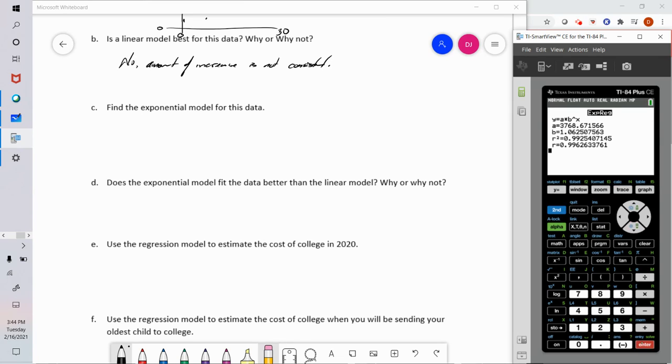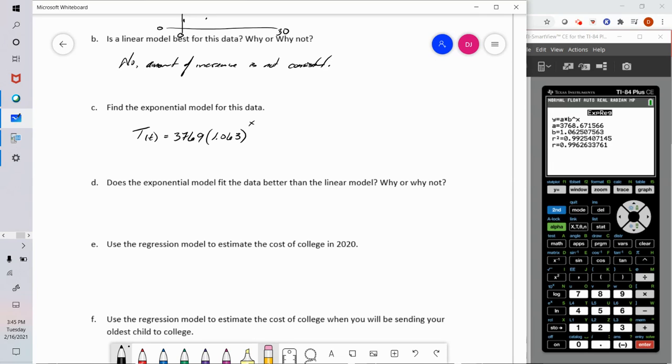So our cost of tuition, I'm going to put tuition as a function of time, is equal to $37.68. Let's just round to the nearest dollar since we're talking college. $37.69 times 1.063 to the X, right? So my B value is 1.0625, 1.063.